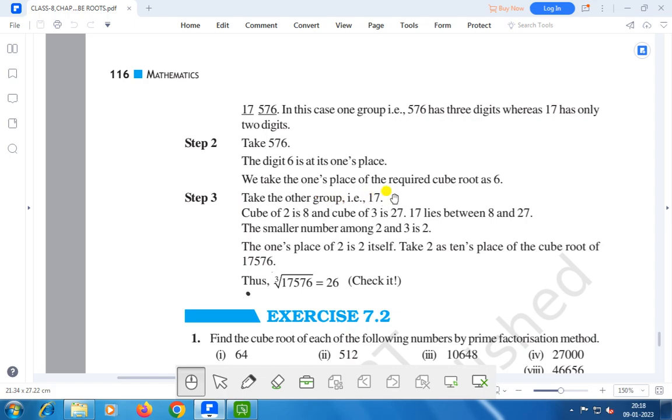Take another group, that is 17. The cube of 2 is 8 and the cube of 3 is 27. 17 lies between 8 and 27. The smaller number among 2 and 3 is 2. The ones place of 2 is 2 itself. Take 2 as the tens place of the cube root. Thus, the cube root of 17576 is equal to 26.